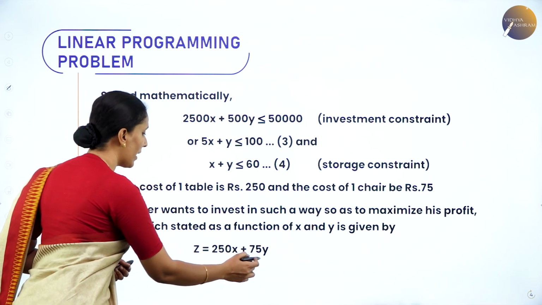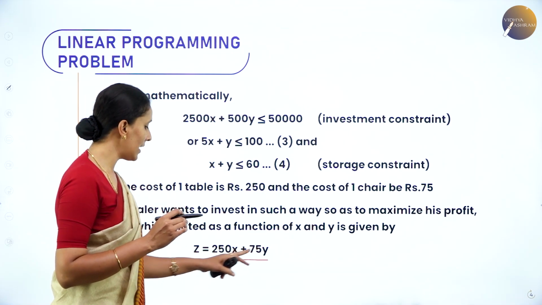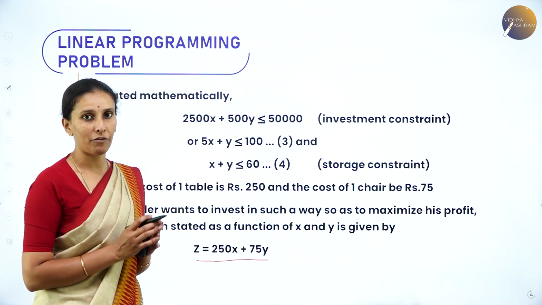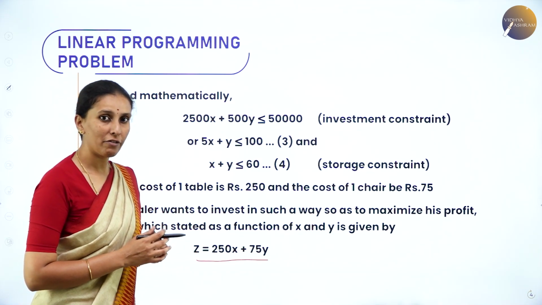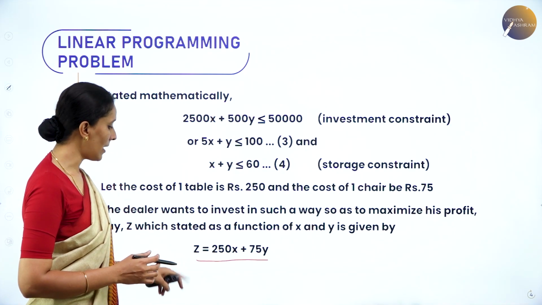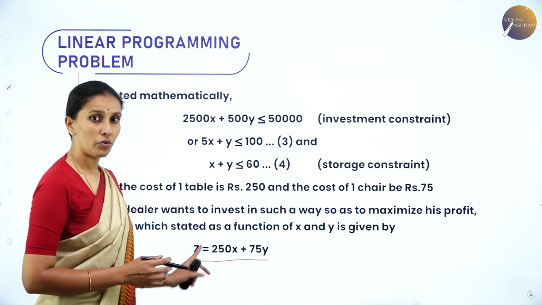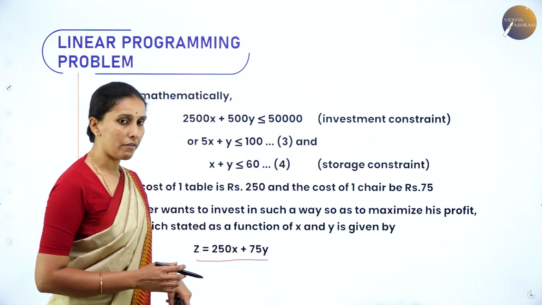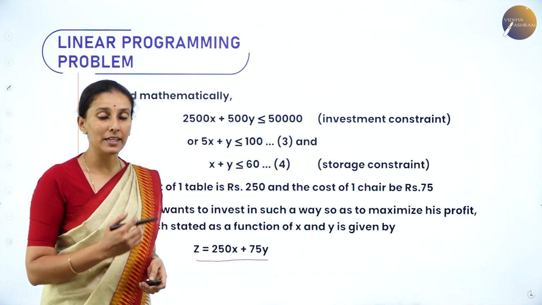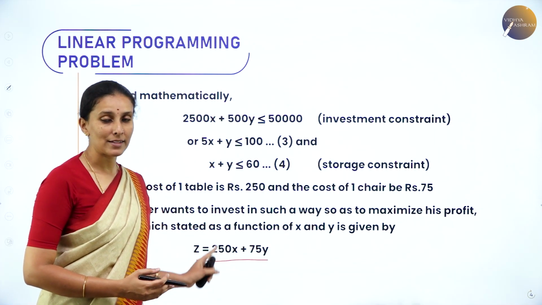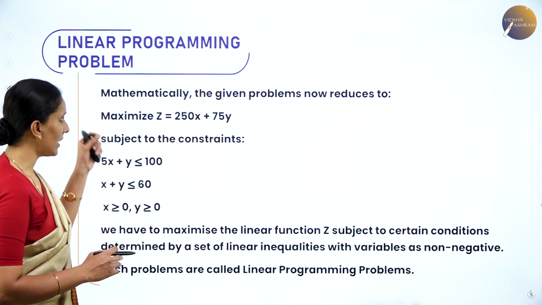That is given by the linear objective function. We call it linear because the equation is in linear form. The degree of the x and y variables is 1. So we call it a linear function and that is denoted by z. The cost of one table is 250, so x tables is 250x. The cost of one chair is 75, so y chairs is 75y. So how many chairs as well as tables does he have to sell so that he can maximize his profit. And this problem can be mathematically stated in this form.